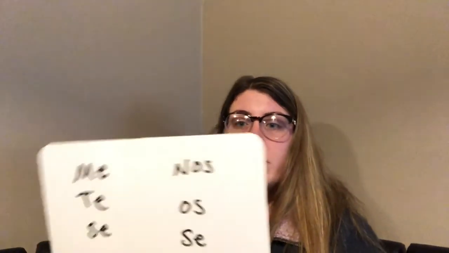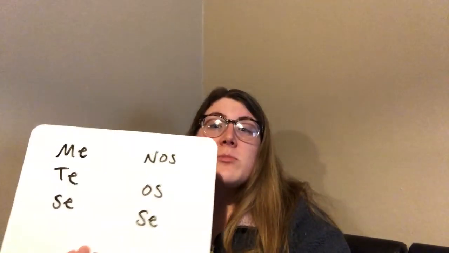So reflexive verbs have reflexive pronouns. My reflexive pronouns are me, te, se, nos, os, and se. Here are my reflexive pronouns. How do I know which one goes with what? Well, if you think back to our verb charts, yo, tú, él, ella, usted, nosotros, vosotros, ellos, ellas, ustedes. I have this set up just like that. So, what goes with me? Yo. What goes with te? Tú. What goes with se? Él, ella, usted. What goes with nos? Nosotros.